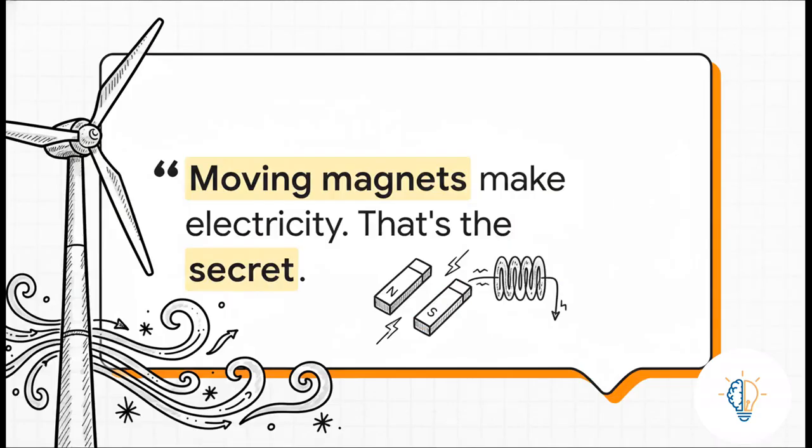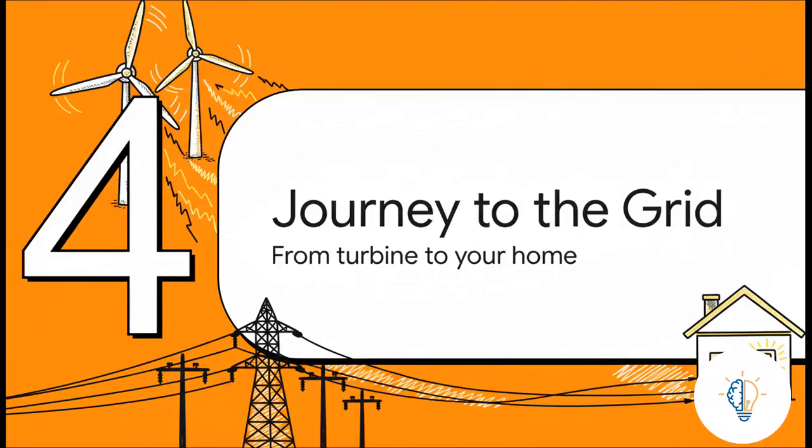So really, when you boil it all down, if you forget everything else, just remember this. All of that complex machinery, those blades bigger than a jumbo jet, it all exists for one simple reason: to spin magnets past wires. Moving magnets make electricity. That's the whole secret. We did it! We've made electricity. But our journey isn't quite over yet. Now we have to get that power from the top of a turbine in the middle of a field all the way to your light switch.